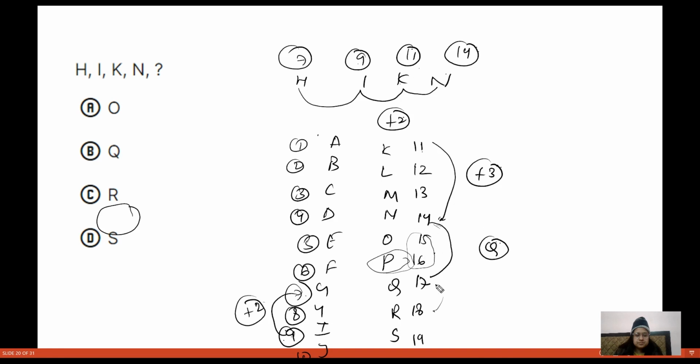Now see, I will just skip 2 because in the first 2, I was skipping only one number, so then I was getting plus 2, plus 2. Now I'm skipping two numbers, so I'll keep this constant. So from 14, I'll skip to Q. So Q will be my correct answer, not R. Fine. 7 plus 2, 9 plus 2, 11 plus 3, and 14 plus 3. So that is 17. 17 is Q, so Q will be my answer.